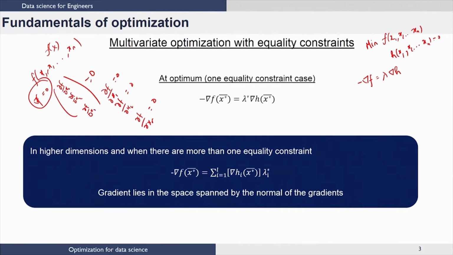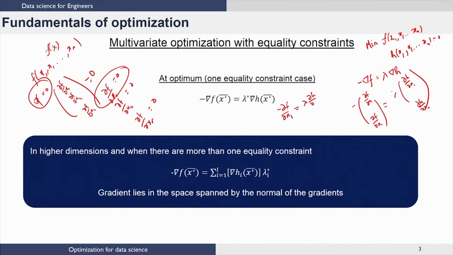So, just to expand this, this basically says I have minus dou f dou x1 all the way up to dou f dou xn equals lambda dou h dou x1 all the way up to dou h dou xn. So, if we expand this further, I am going to get n equations. In this case I am going to get equations of the form minus dou f dou x1 equals lambda dou h dou x1 will be one equation. The second equation will be minus dou f dou x2 equals lambda dou h dou x2 and so on. The last equation will be minus dou f dou xn equals lambda dou h dou xn.